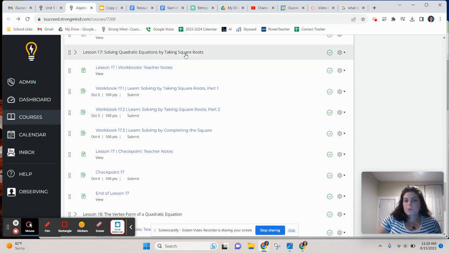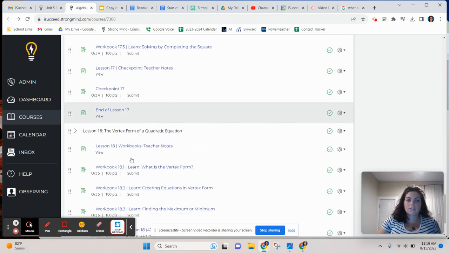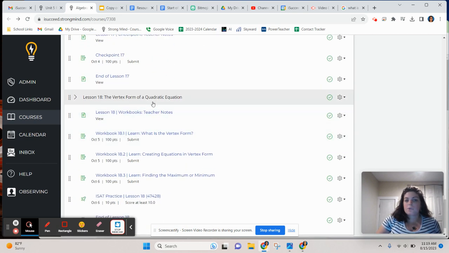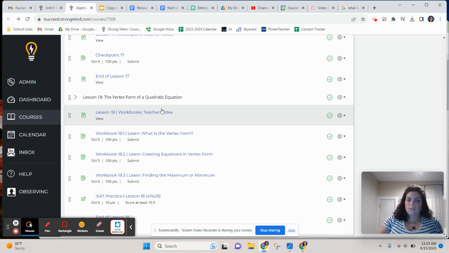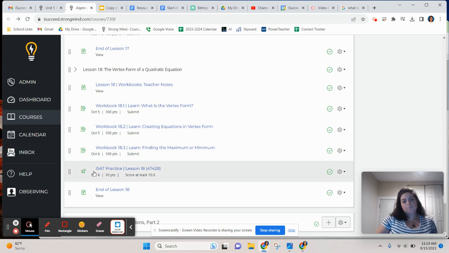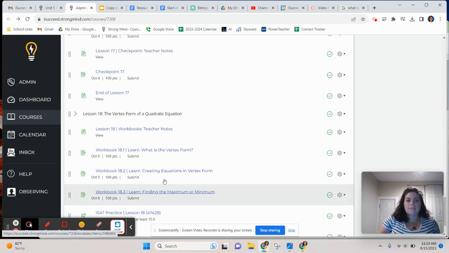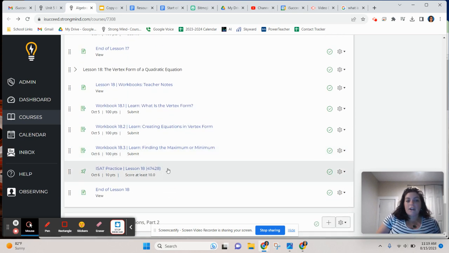And then equations by taking square roots, 3 workbooks, checkpoint, and then vertex form. Okay, like I said before, there's factored form, vertex form. This is where we're getting into that vertex form. You have 3 workbooks and then some ISAT practice. So you don't actually have a checkpoint on this one. But yeah, that's going to be our Unit 5.